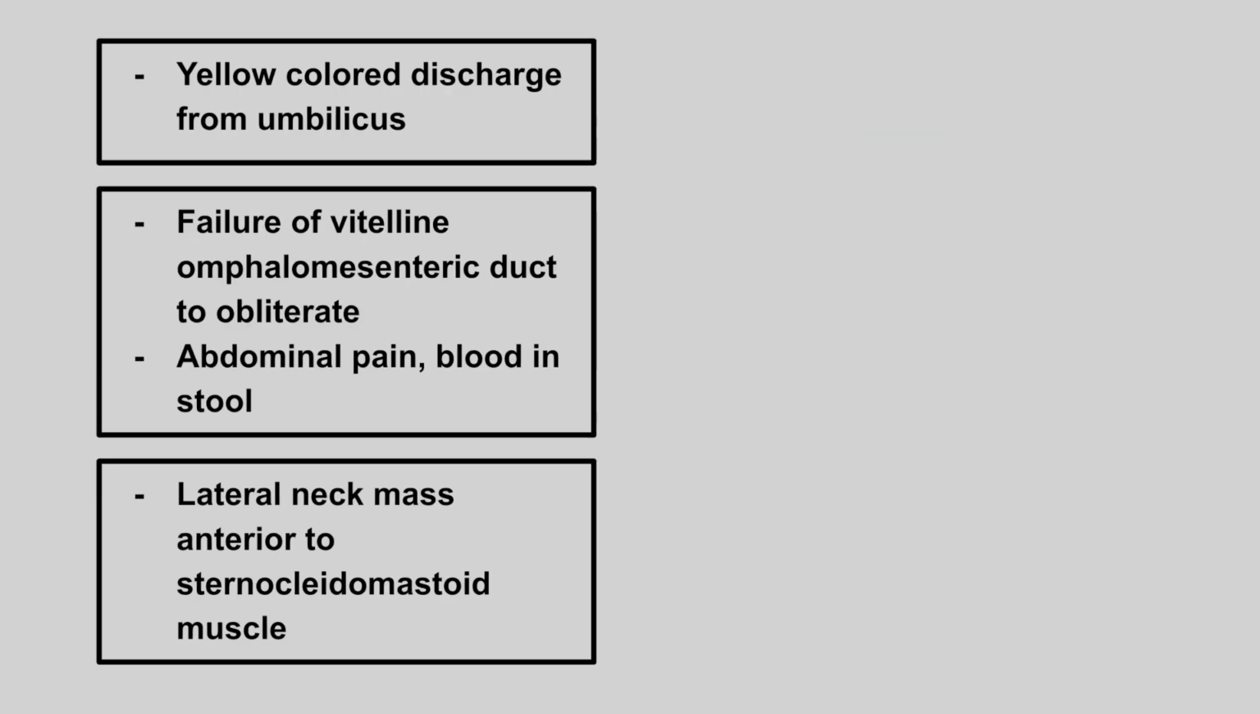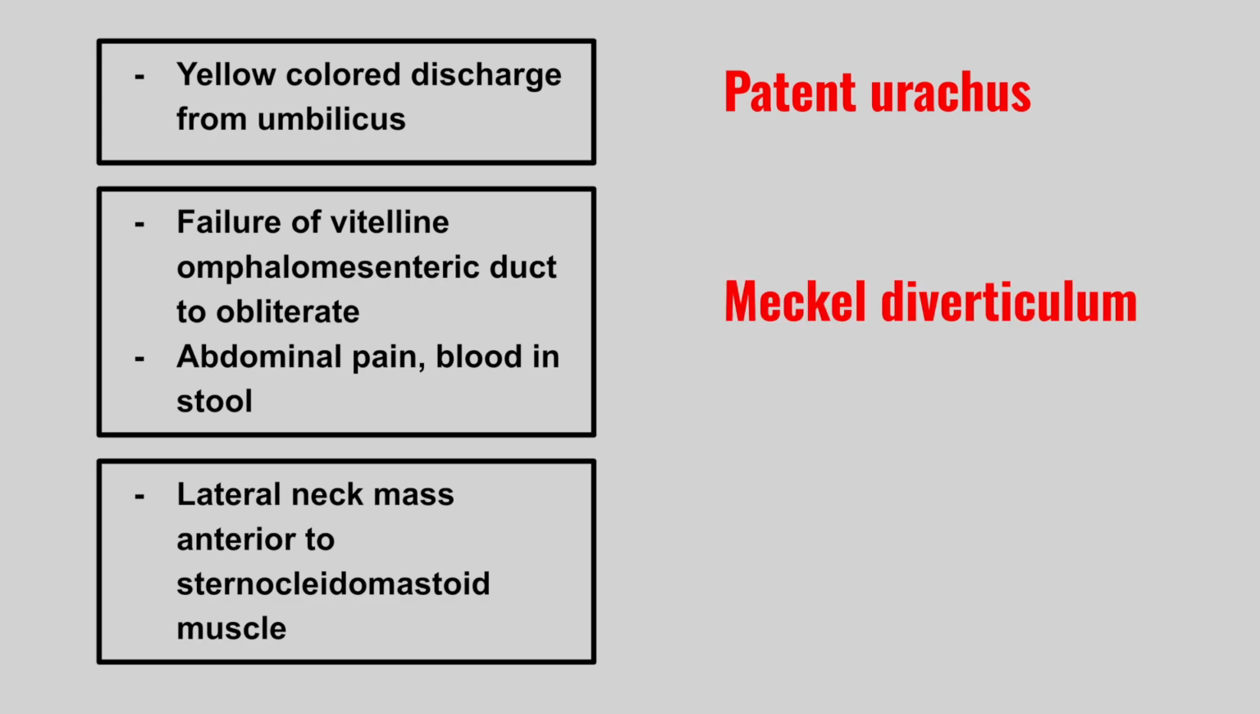Next, we have yellow colored discharge from the umbilicus. This is a patent urachus. Next, we have failure of the vitelline omphalomesenteric duct to obliterate, and the patient presents with abdominal pain and blood in the stool. So this is Meckel's diverticulum.